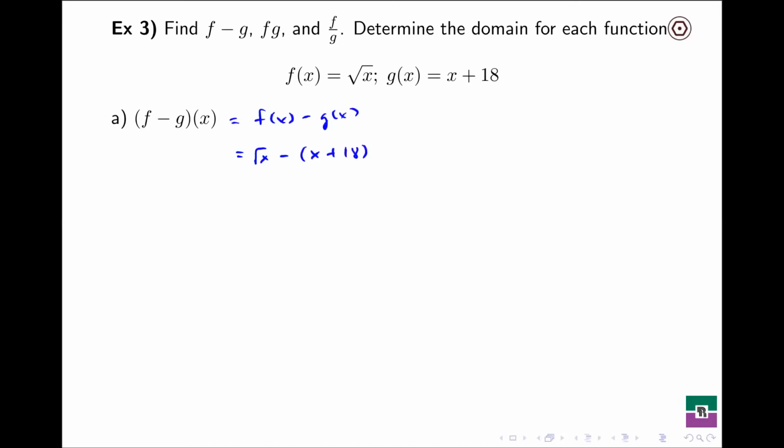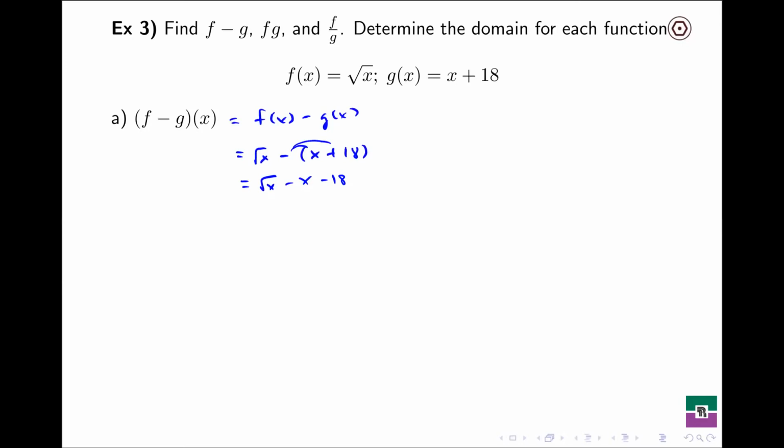You really should be careful and put the parentheses around this because the entire function g of x gets subtracted. So putting the parentheses there reminds you to distribute the negative and subtract every single term. Subtract the x and also minus the 18. That's as simplified as we can get because there are no like terms to combine. All right, so that is the difference function.